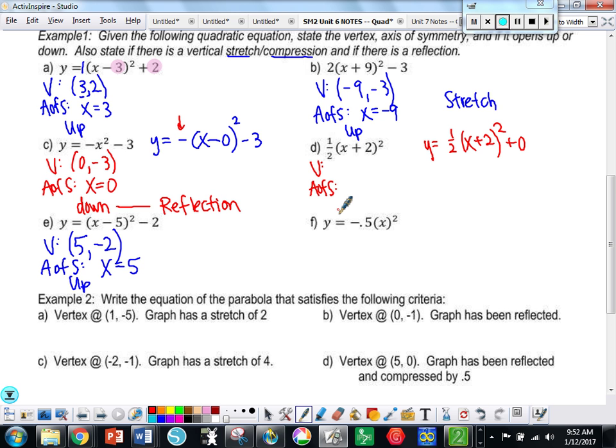Okay, so part D, what's the vertex? -2, axis of symmetry: X equals -2. Does it open up or down? Up. So, has it been compressed or stretched or neither? It's been compressed. Good. Now, somebody earlier asked about compression. This 1/2 and this 0.5 are the same thing, right? This one would also be compressed, right? Same number, just in a different form. Has it been reflected? No, because it opens up. This one, yes, there's been a reflection here.